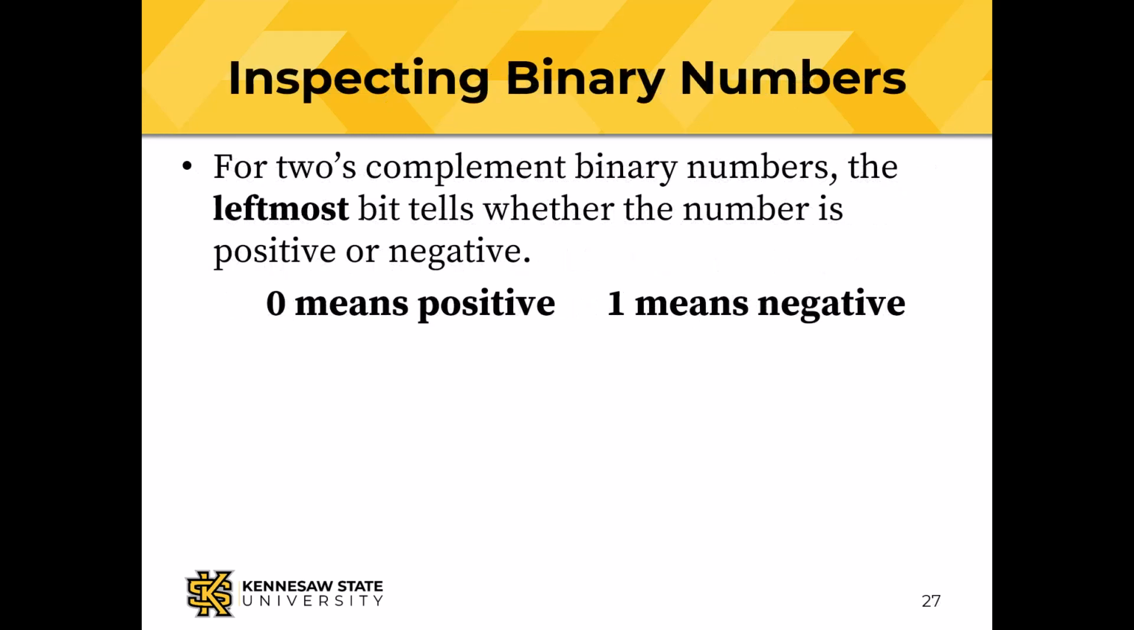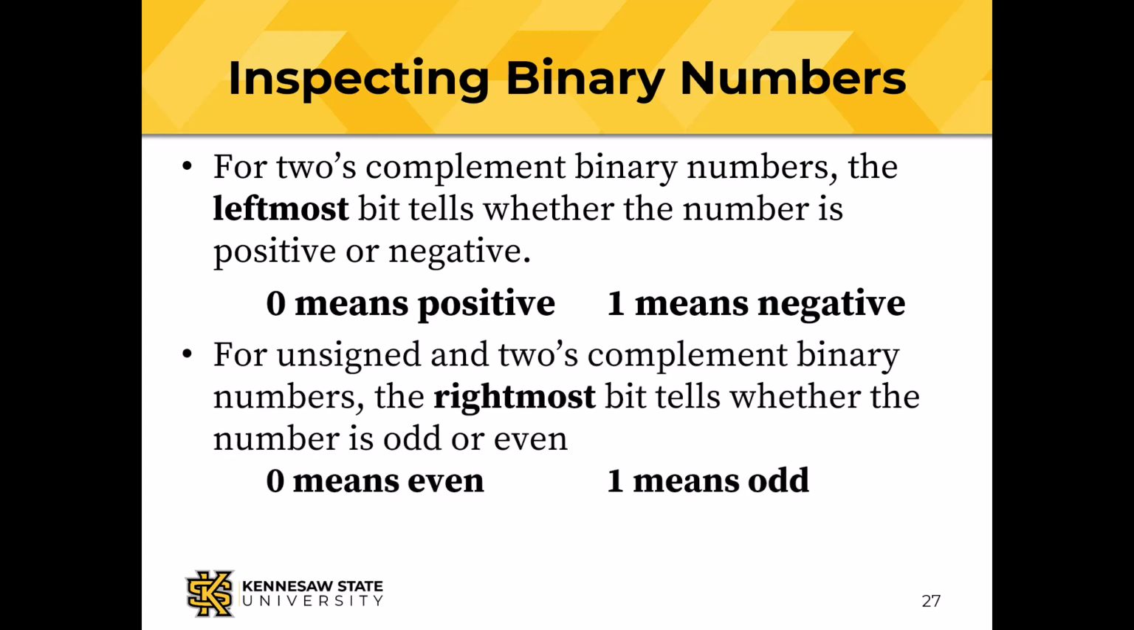So we learned a couple of things about binary numbers and 2's complement numbers today. For 2's complement integers, the leftmost bit tells whether the number is positive or negative. 0 is a positive number, 1 is a negative number. For both unsigned and 2's complement binary integers, the rightmost bit tells whether the number is even or odd. If that rightmost bit is a 0, the number is even. If the rightmost bit is a 1, the number is odd.